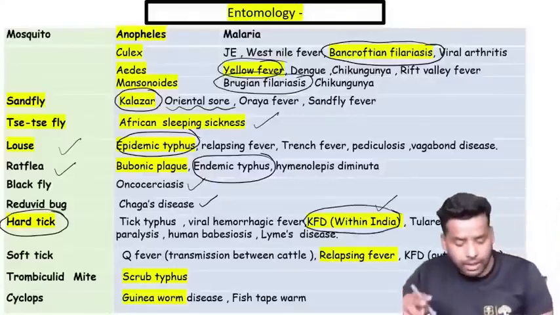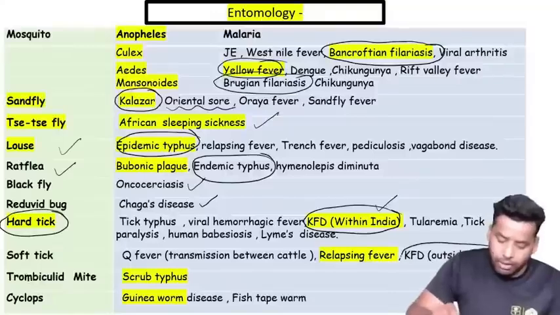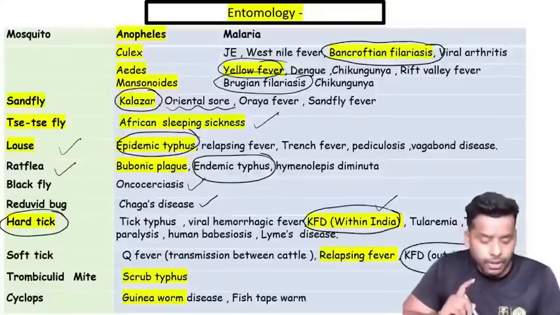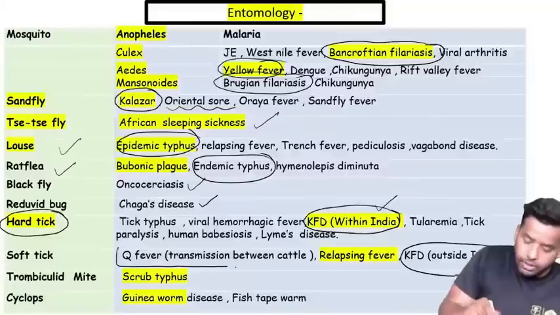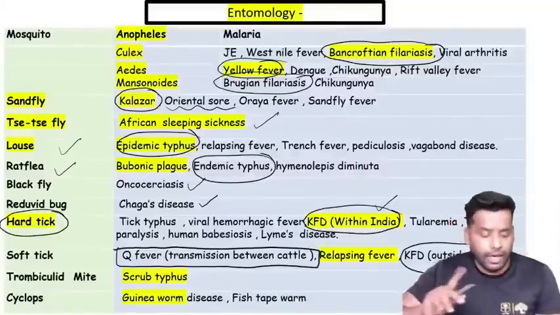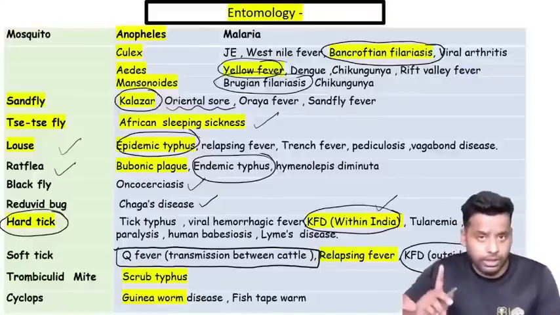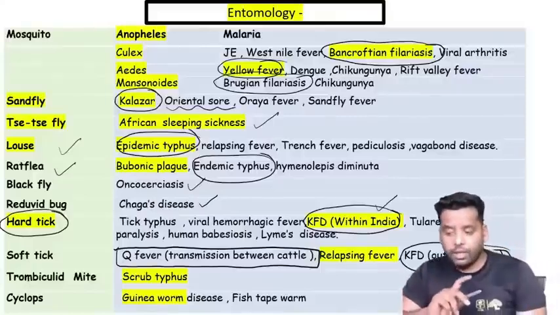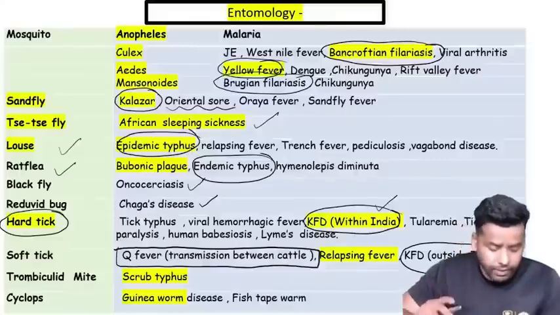KFD within India it is hard tick. Outside India it can be due to soft ticks. Q fever, the agent is Coxiella burnetii. When it is transmitting from cattle to cattle, it is through soft tick. See the words properly. Cattle to cattle, it is through soft tick.